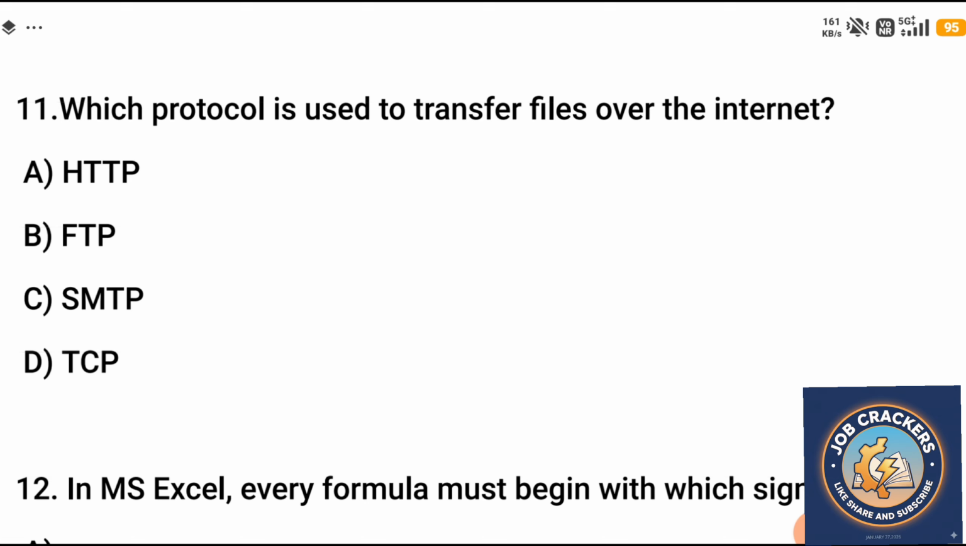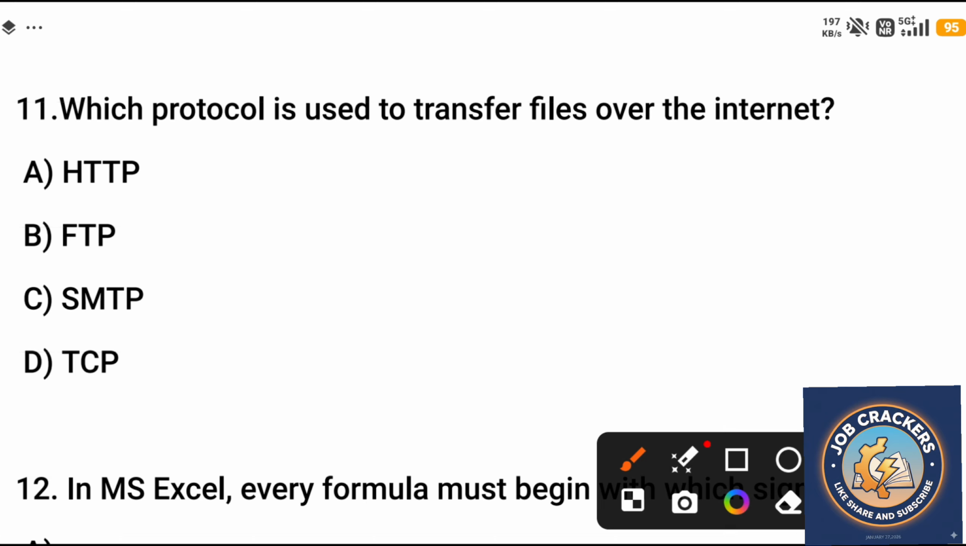Question 11. Which protocol is used to transfer files over the internet? A. HTTP. B. FTP. C. SMTP. D. TCP. Correct answer is option B.